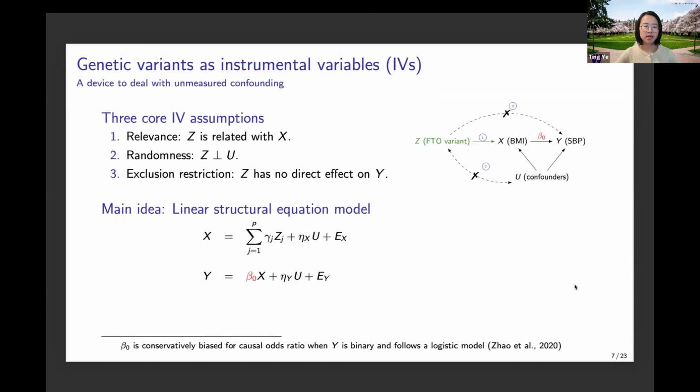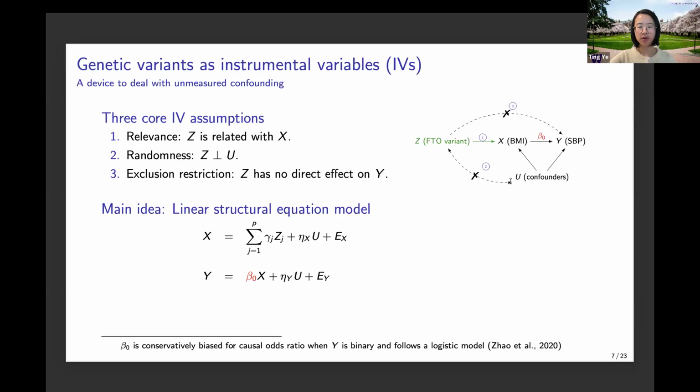So statistically speaking, Mendelian randomization uses genetic variants as instrumental variables. It's a commonly used device to deal with unmeasured confounding. Briefly, an instrument needs to satisfy three core assumptions. The first one says that the genetic variant is related to the exposure of interest. This is easy to justify in MR because we know a lot of genetic variants that are related to traits.